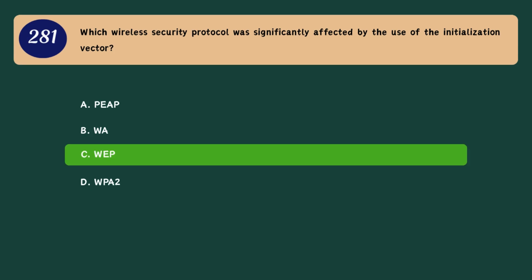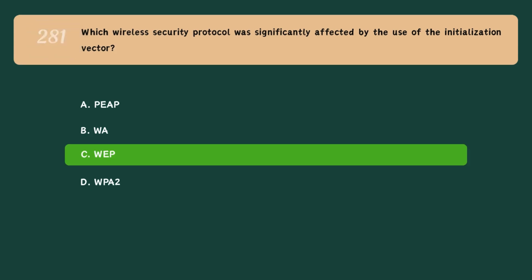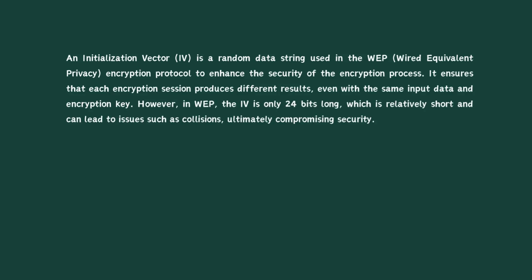Correct answer. C. WEP. An initialization vector is a random data string used in the WEP, Wired Equivalent Privacy, encryption protocol to enhance the security of the encryption process. It ensures that each encryption session produces different results, even with the same input data and encryption key. However, in WEP, the IV is only 24 bits long, which is relatively short and can lead to issues such as collisions, ultimately compromising security.